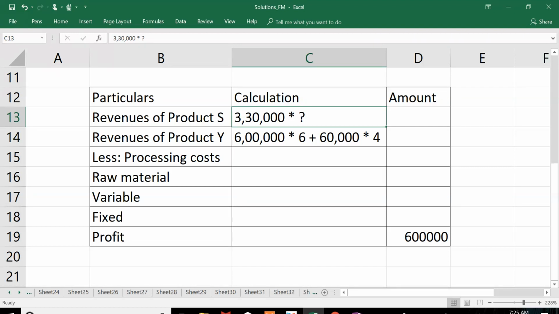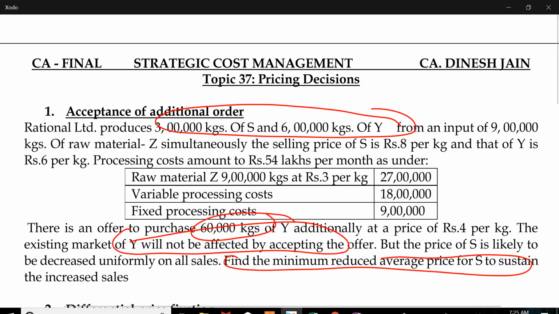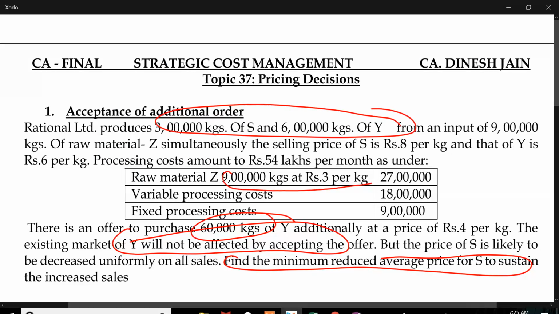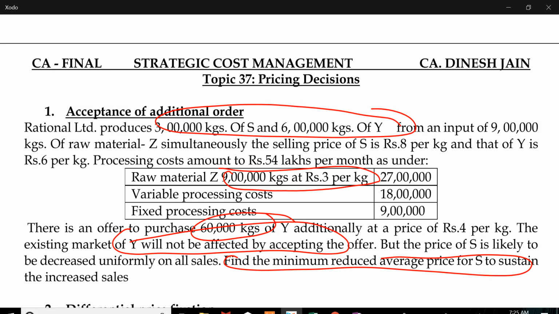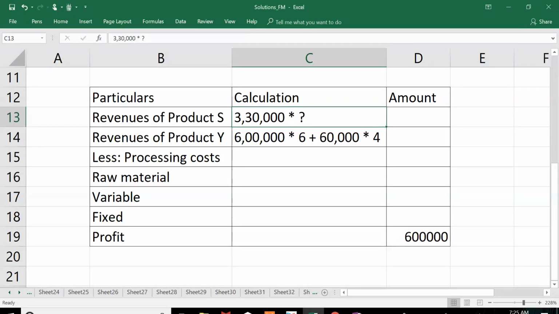Basically what is happening is today you are processing 9 lakh kgs. This 9 lakh kgs of processing will now go up to what kgs? Not 9,60,000, it will go up to 990. 60,000 units of Y will be added with 30,000 units of S. When you are getting Y, you also need to sell or manufacture product S. Do this and let me know that question mark.